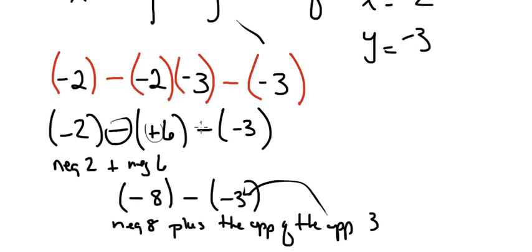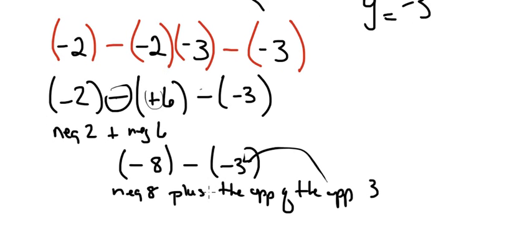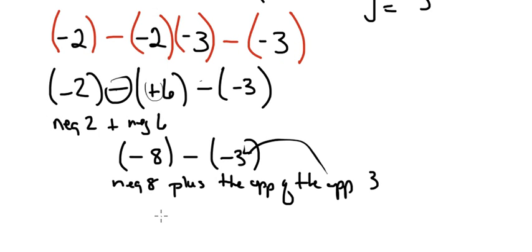What's it going to be if we have two like signs? It's positive. So this is going to read negative 8 plus a positive 3, or negative 8 plus 3. Okay? And what's a negative 8 plus 3? It's a negative 5. And that's the answer.